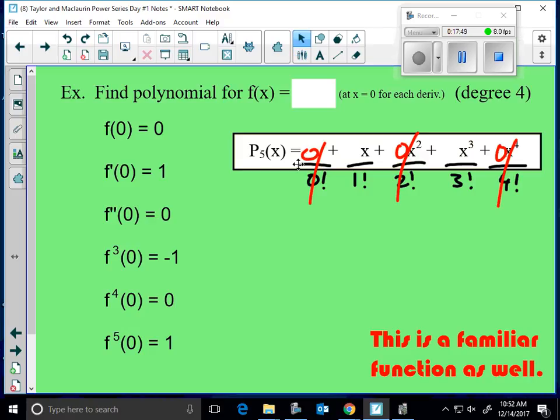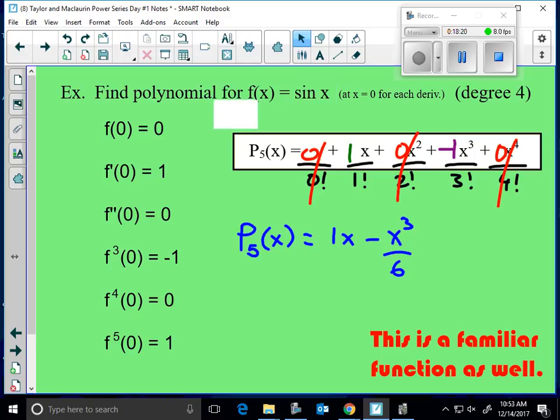The other ones, I have a positive 1 here, and I have a negative 1 on the third order. And if I write this as a 5th degree polynomial, this is a representation, believe it or not, of, guess what function we know? What functions do we know go negative 1, 0, 1? Yeah, it is a representation of sine of x. Filthy.